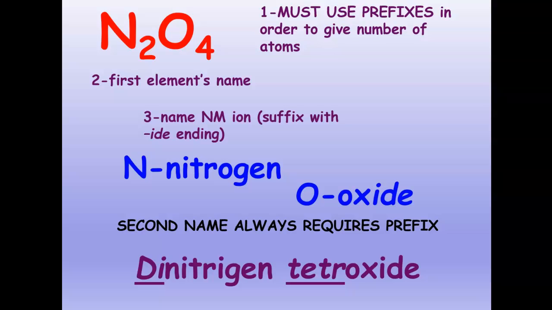So that's why it's tetroxide. Again, the best way to learn how to do this is through practice. Now we're going to write chemical formulas.